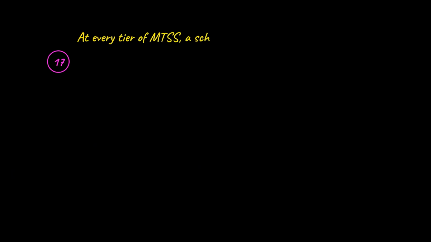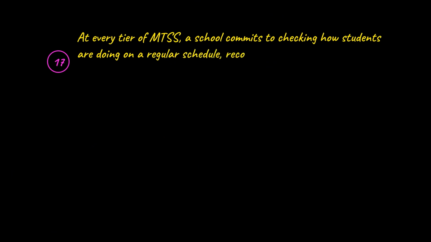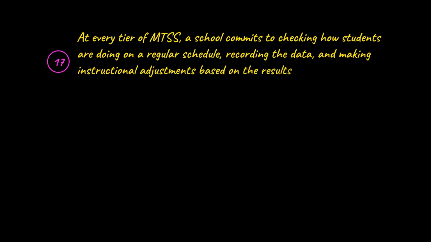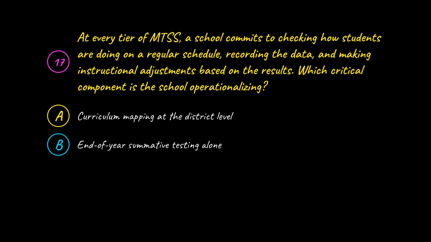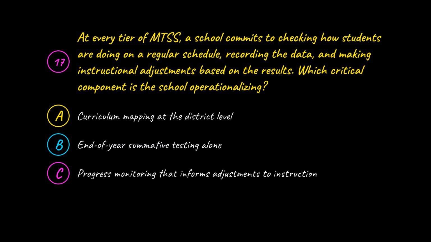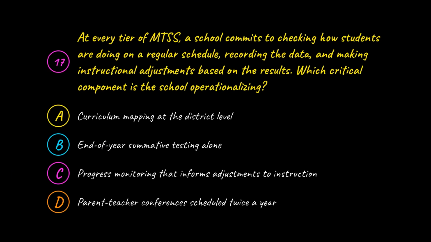Question 17. At every tier of MTSS, a school commits to checking how students are doing on a regular schedule, recording the data, and making instructional adjustments based on the results. Which critical component is the school operationalizing? Your options are A. Curriculum mapping at the district level. B. End-of-year summative testing alone. C. Progress monitoring that informs adjustments to instruction. D. Parent-teacher conferences scheduled twice a year. Which one is it? Pause the video if you need more time.